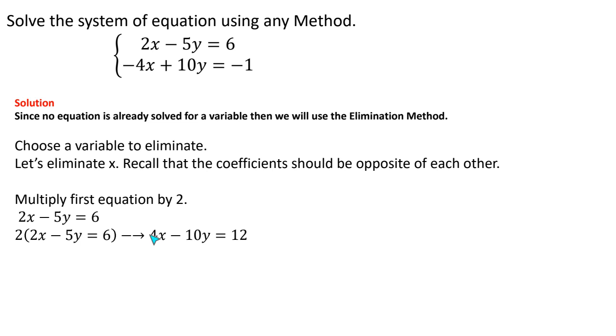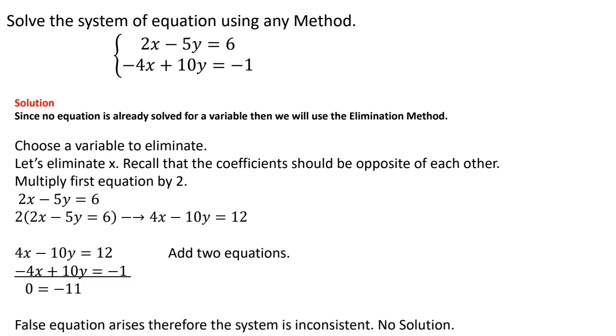So 2 times 2x is 4x. 2 times -5y is -10y. 2 times 6 is 12. So I'm going to take my answer there. I'm going to have both equations. So 4x minus 10y equals 12 is what I got after I multiplied by 2. And the second equation is -4x plus 10y equals -1.